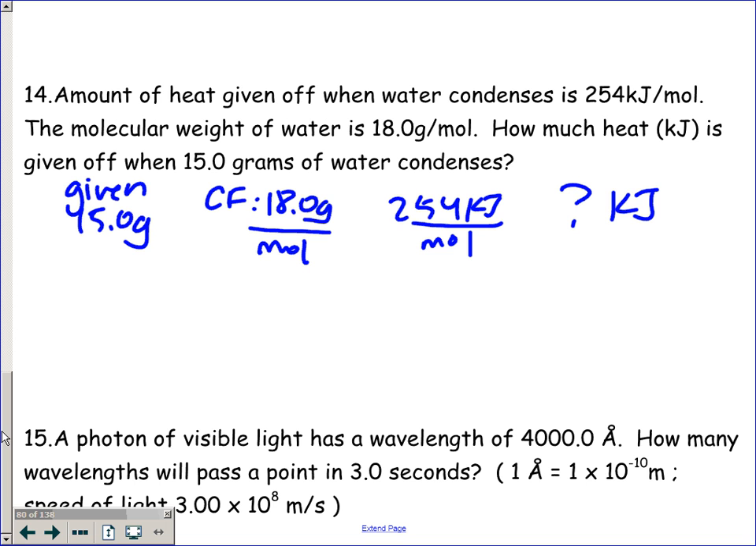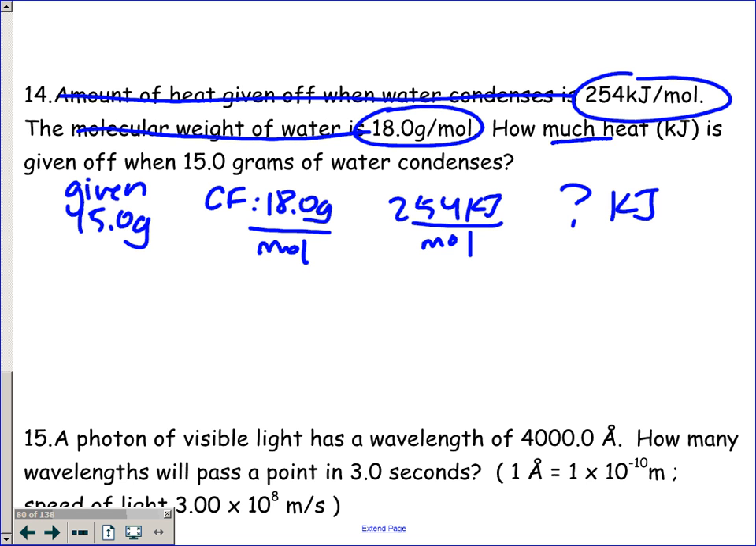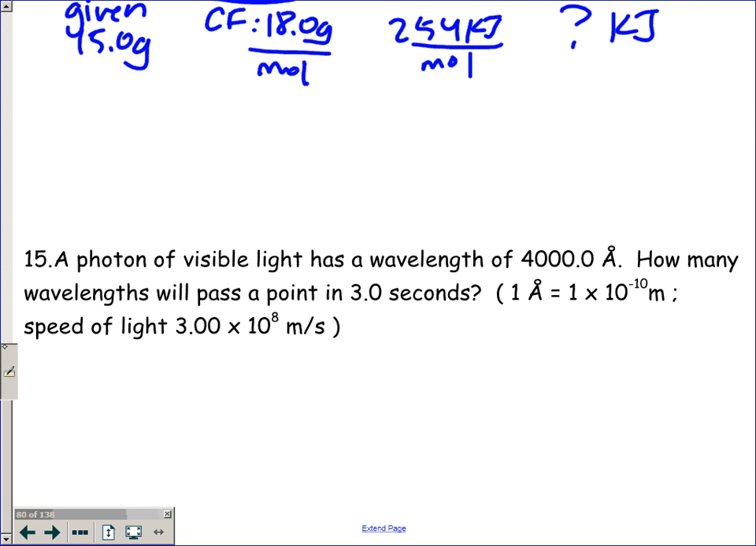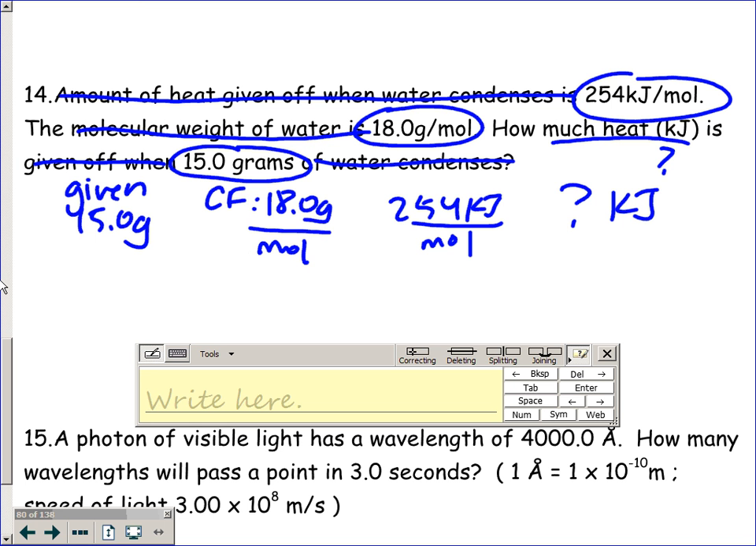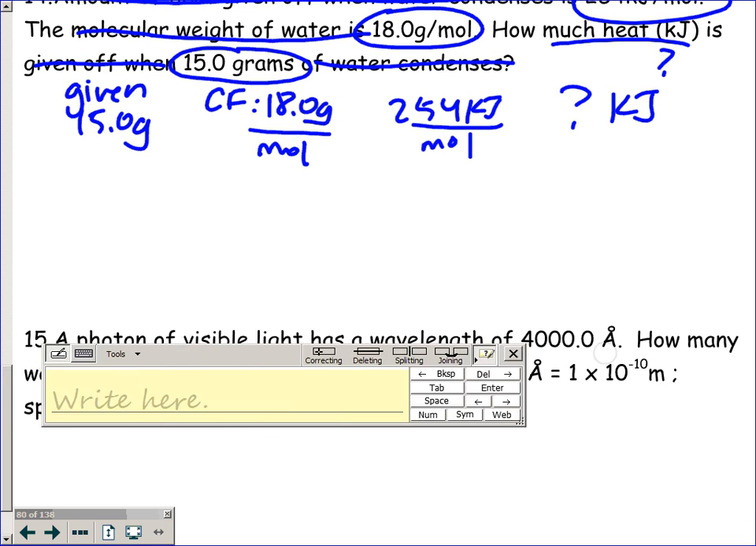So the way you probably should be starting to read questions is blah, blah, blah. Oh, conversion factor. Oh, another conversion factor. Oh, how much heat? Oh, that's my question. And then 15 grams. Okay? You don't even need to read the question. You need to pull the pieces out and move on. So I can cover this whole question up just with my givens written up here, and you can solve the problem without even seeing it.